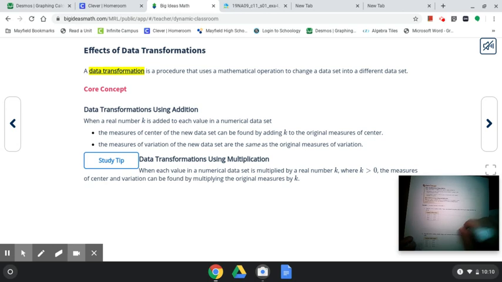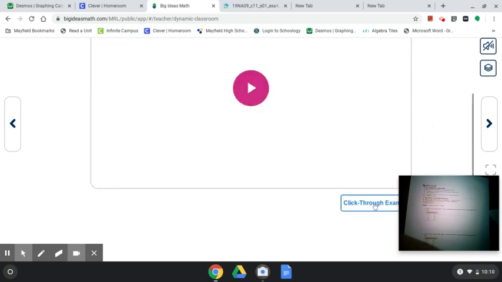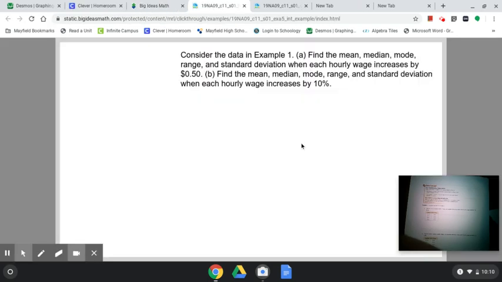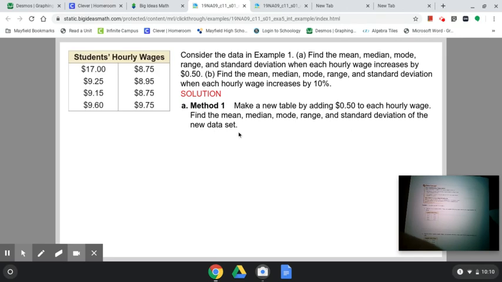So what they talk about in example 5 is pretty straightforward. We look at the same people we had from example 1, but we say everybody gets a raise. So everyone's going to get a 50-cent raise. We want to see how that's going to affect the data. So all we do is we add 50 cents to everyone.